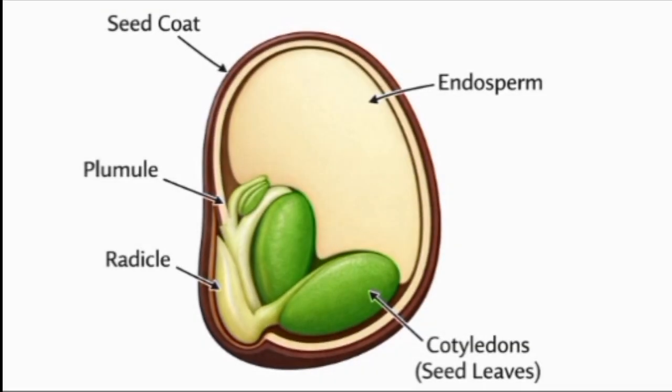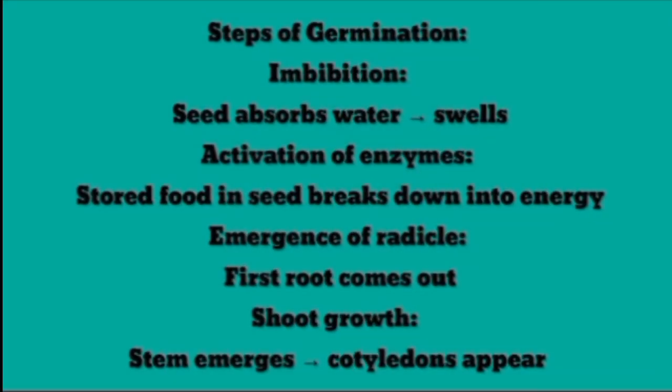Here you can see the simplest diagram of a seed. This is the seed coat. It is the hard outer covering present outside the seed. It protects the seed and also protects the embryo present inside the seed. Plumule is the part of the seed that grows into the shoot. Radicle grows into the root. Endosperm and cotyledon are the stored food present inside the seed. They provide food for the growing plant present in the seed.